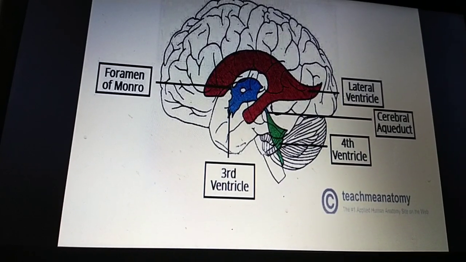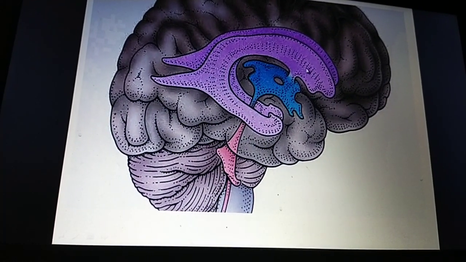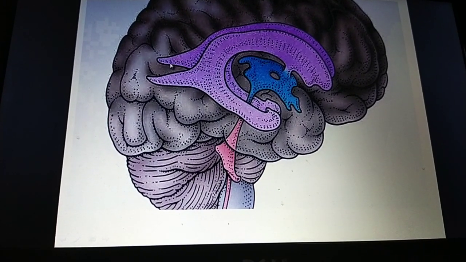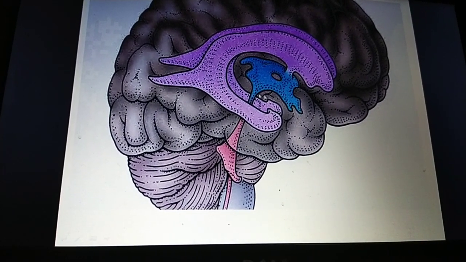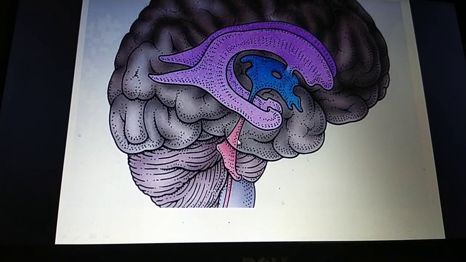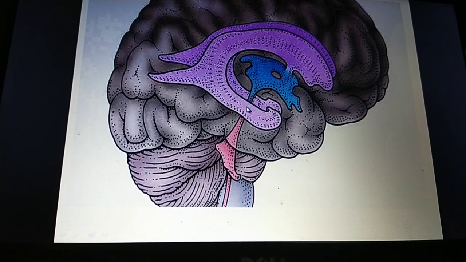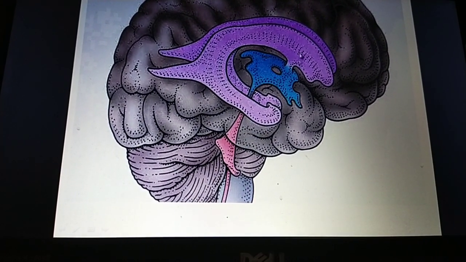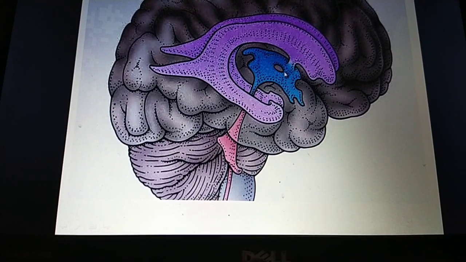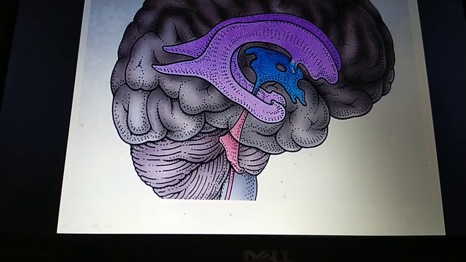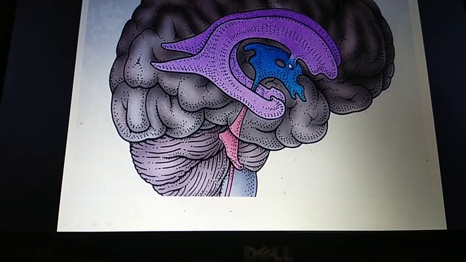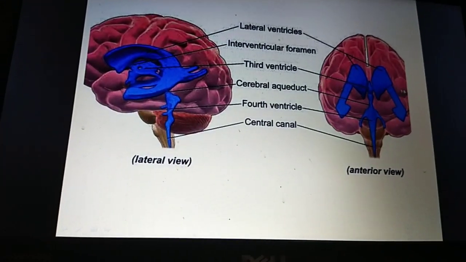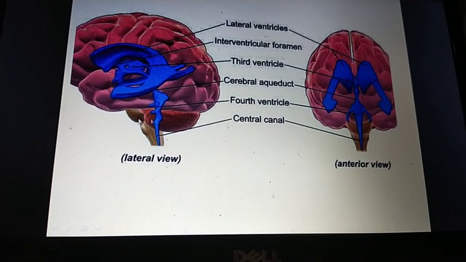We can go to the next slide. You can see this is the whole set of lateral ventricles. This is the third ventricle, this is the fourth ventricle, and the connection between the third and fourth ventricle is the cerebral aqueduct. The first and second, or lateral, ventricles connect with the third ventricle. And here this is the lateral view.